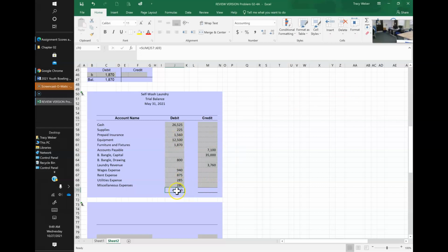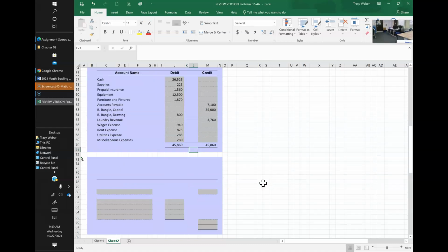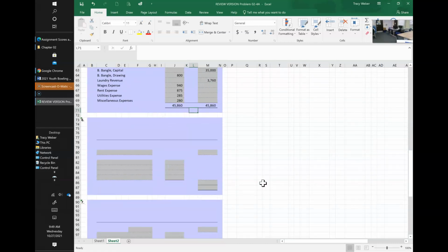And then if you click on that, notice the formula up here. Now you can grab the handle and drag it over, and it will copy it over to this one. You can delete it out of these two. Debits equal credits. We're golden. We can move on to the next statement, which is the income statement.